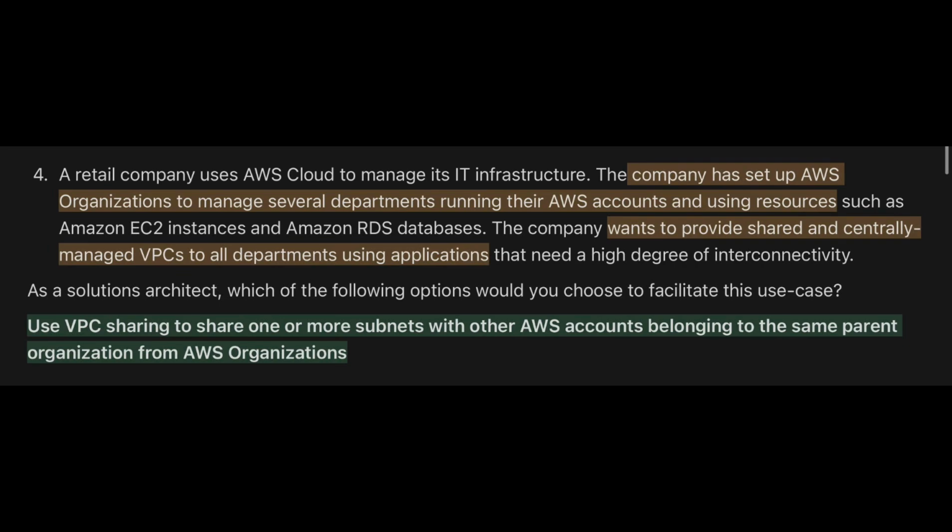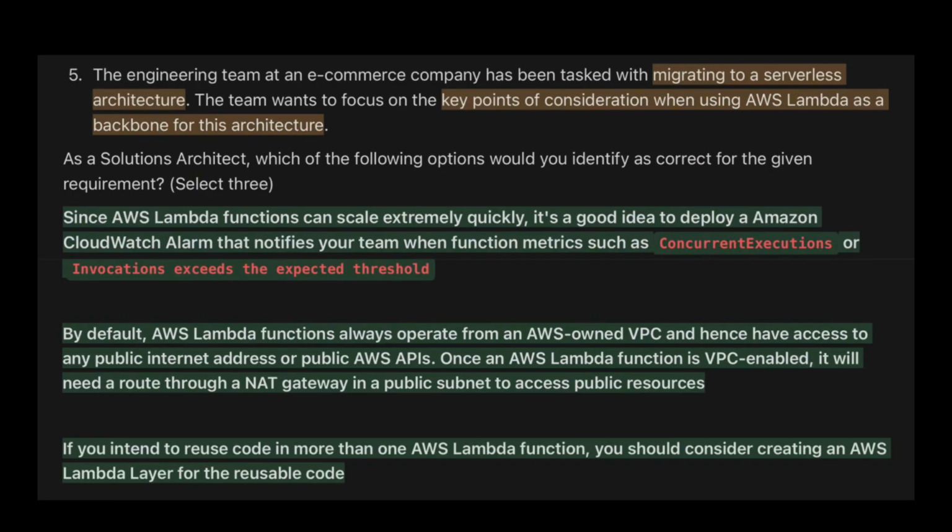And then if a team wants to migrate to a serverless architecture, one of the key points of consideration when using AWS Lambda as a backbone for this architecture is that they should know that since AWS Lambda functions can scale extremely quickly, it's a good idea to deploy an Amazon CloudWatch alarm that notifies your team when function metrics such as concurrent executions or invocations exceed the expected threshold.